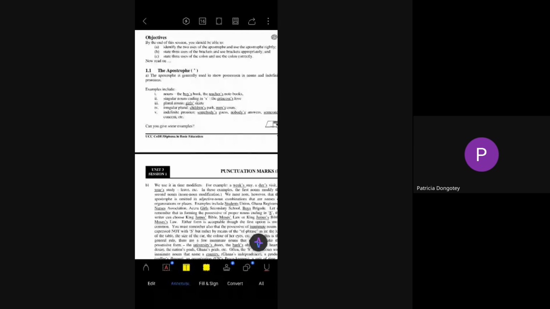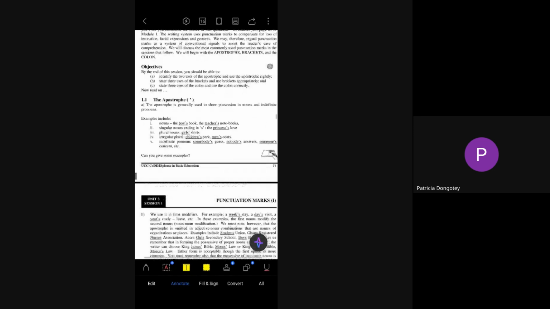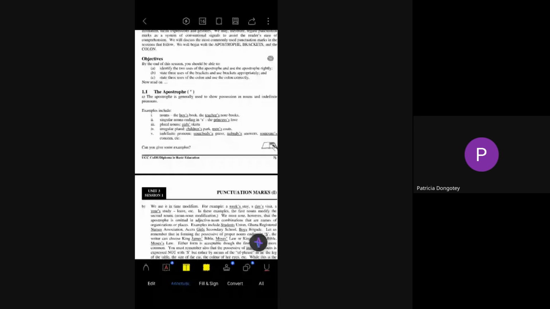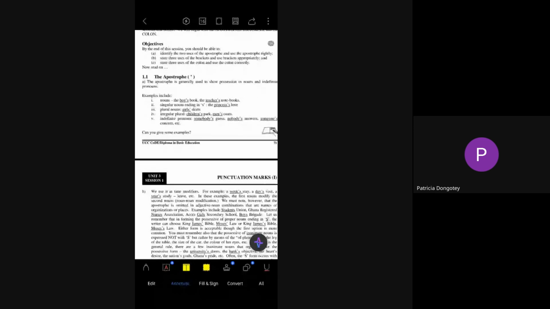And then the singular form will be the boy's. That will be the singular form. That is how you write it. So we have some plural forms here. The plural nouns, for example girls, and how it is being written. I hope you can see it there.